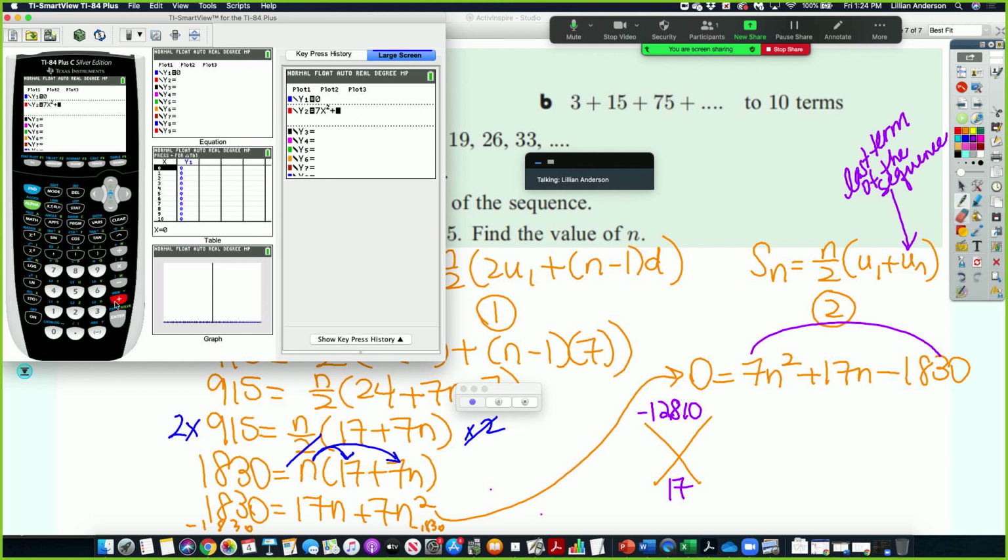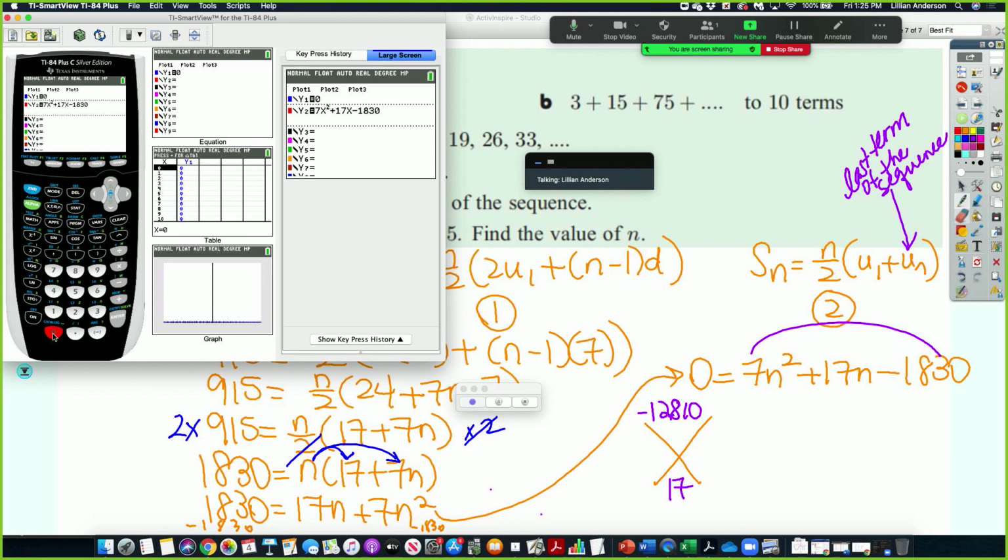Then plus 17x minus 1830. Again, I can't use n, I'll have to use x. Now when I do this, to graph it, that's essentially what I'm doing. I'm looking to see basically where 0 intersects with this quadratic. And depending on what you've done in your calculator in the past, who knows what your window might be, like what is actually going to show.